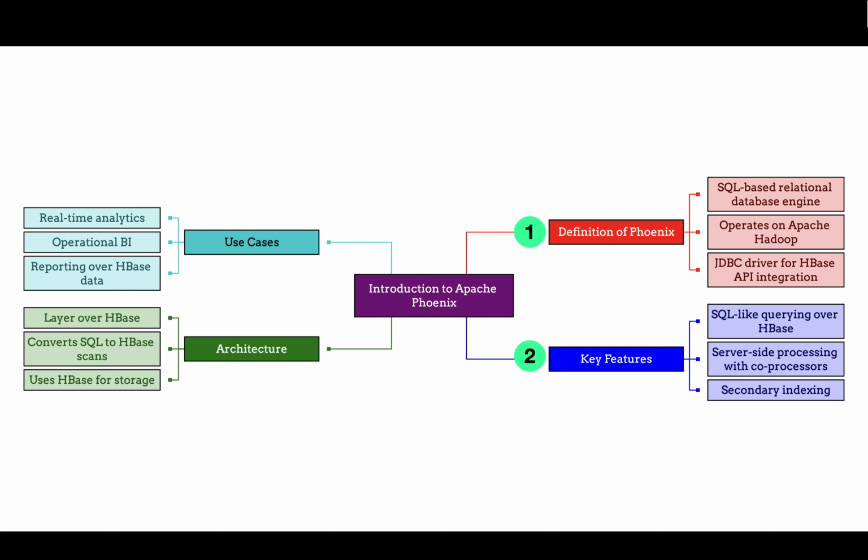2. Key features. Phoenix offers SQL-like querying over HBase data, coprocessors for offloading server-side processing, secondary indexing, and tight integration with Hadoop's ecosystem. 3. Architecture. Phoenix operates as a layer over HBase, converting SQL queries into HBase scans, and uses HBase as its storage engine. It leverages HBase's capabilities for scalability and fault tolerance.